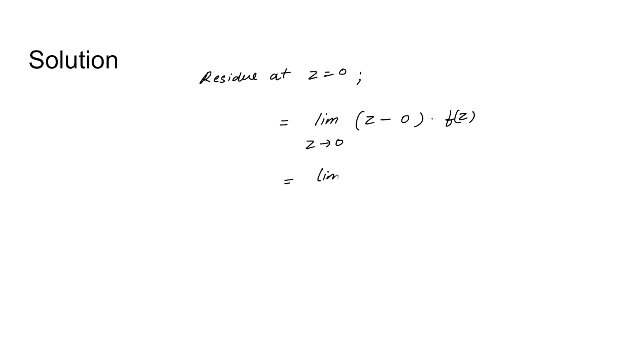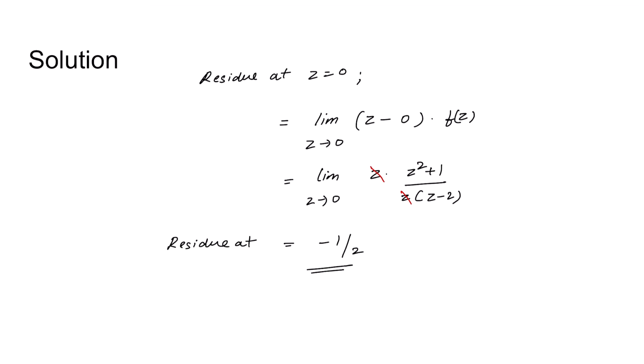Now, the residue at z equal to 0. It is given as the limit z tending to 0 of (z − zk), that is z − 0, times f(z), simplifying to z(z² + 1)/(z(z − 2)). So z cancels out, and substituting the limit in the equation, the answer comes out to be −1/2. This is the value of the residue at 0, which is inside contour C.